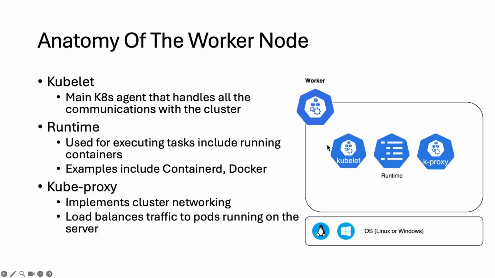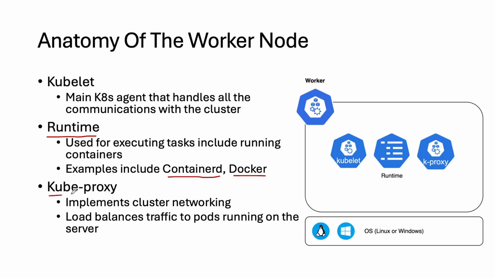One thing the worker node has is something called Kubelet. This is the main Kubernetes agent, which handles all the communication with the cluster. Then there's another component called the runtime. This is the component responsible for executing tasks, as well as the very important task of running the containers. A runtime could be based on containerd or Docker, or there are also other runtimes available for Kubernetes that we can configure.